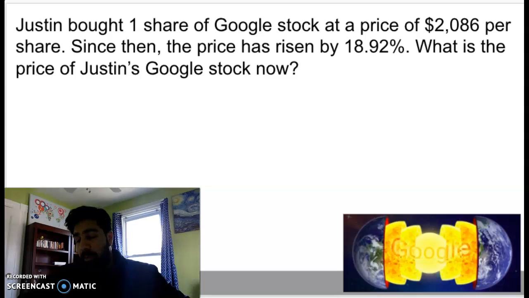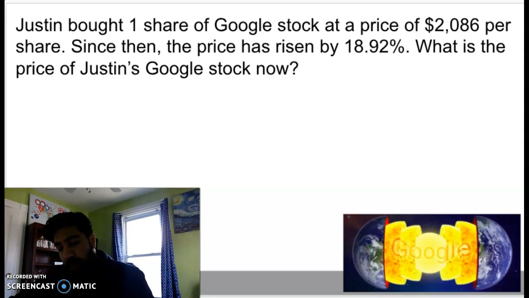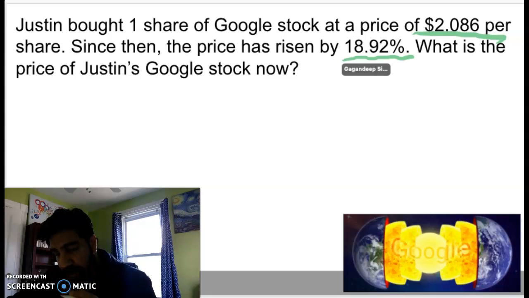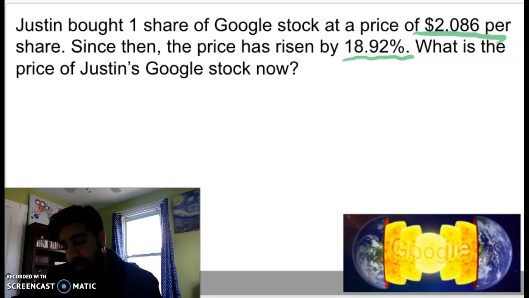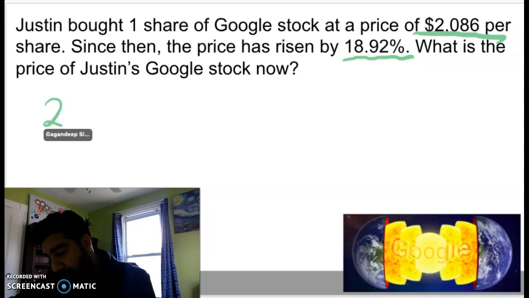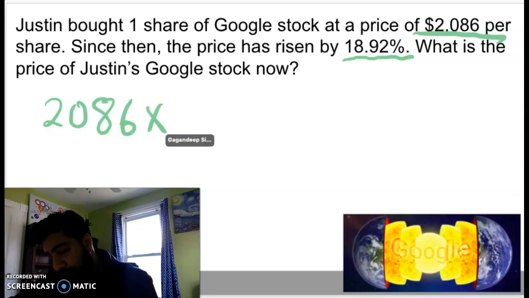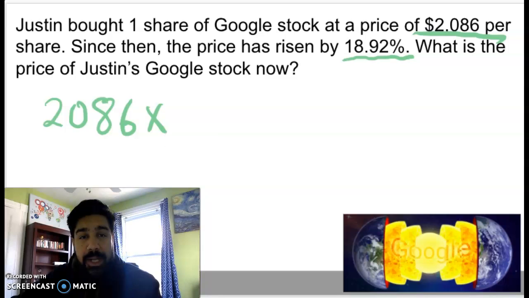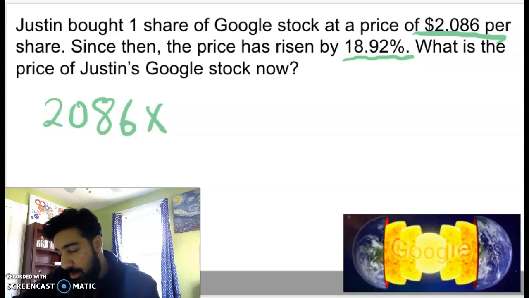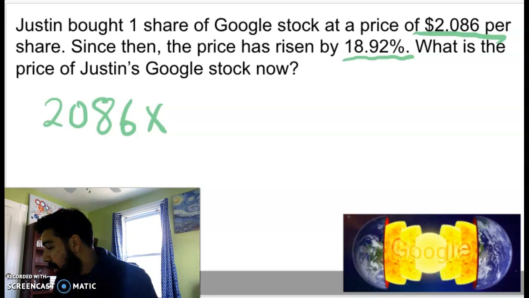Okay. So Justin bought the one share at 2,086. Stock price went up by 18.92%. What we need to do is multiply our percentage by the amount of money that we have. But first, we need to turn 18.92% into a decimal, right? So we're going to move our decimal point 2 places to the left. That's how we've always done it, right?